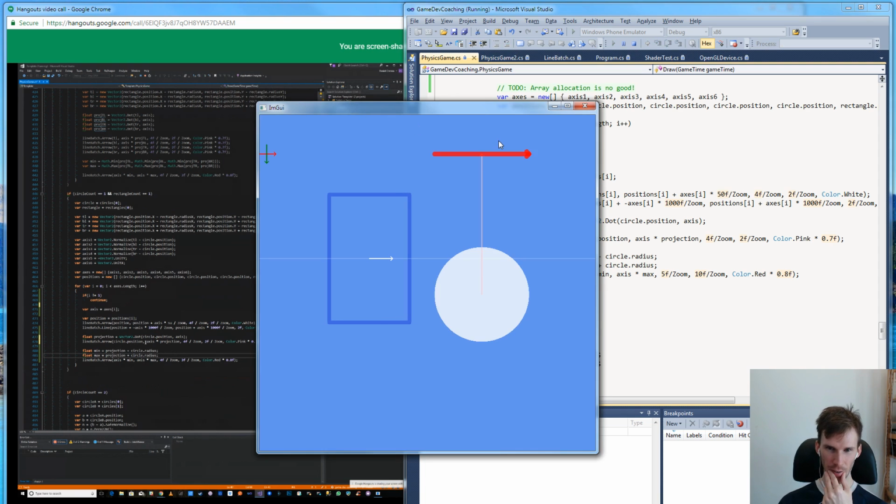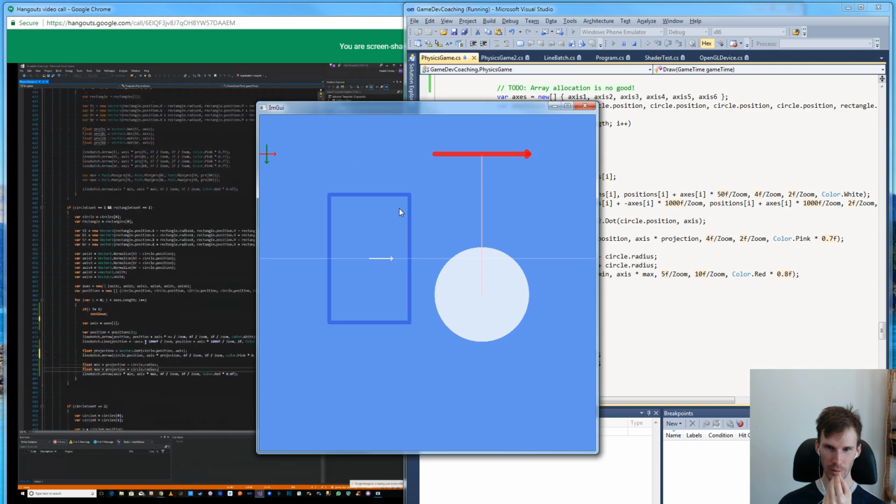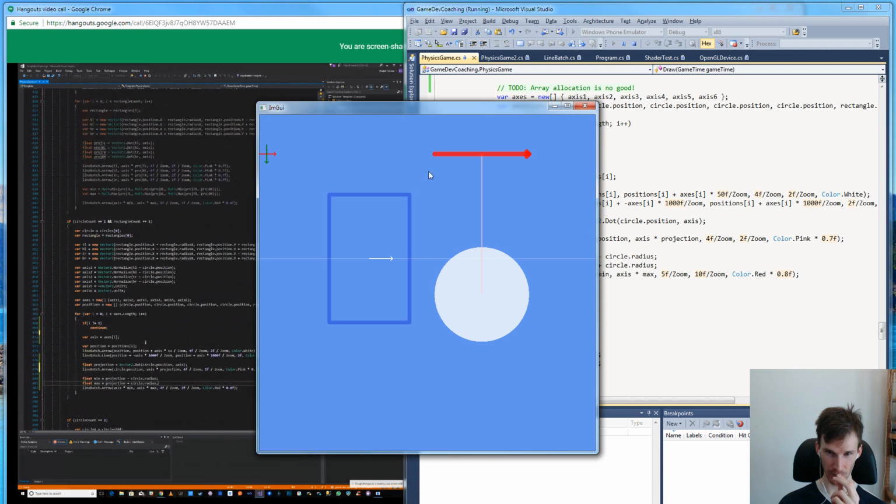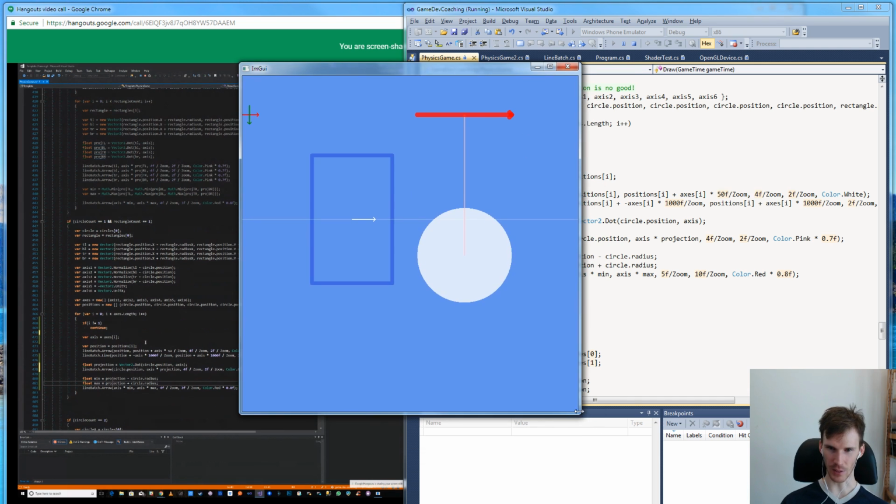So let's have a little think about what we are doing here. We have a projection onto this axis relative to the origin. I think what we want to do... yeah, okay. So I think I have this figured out.